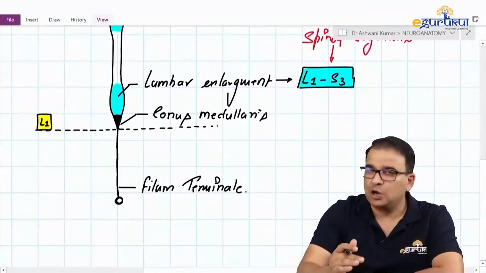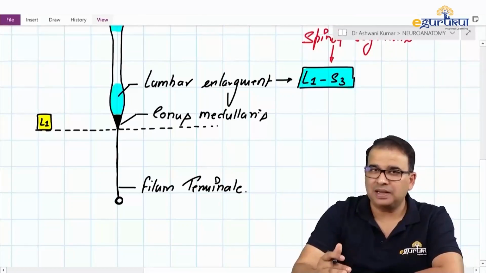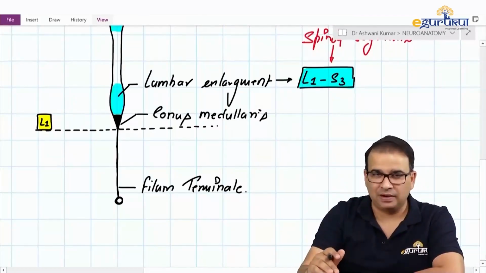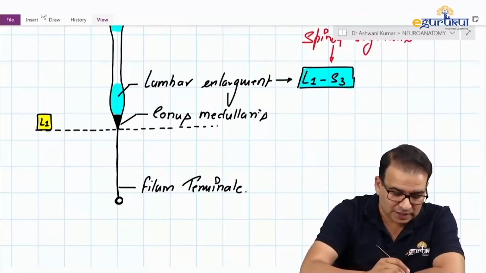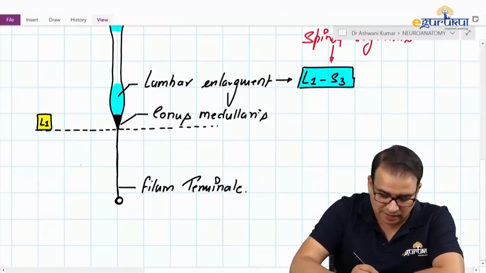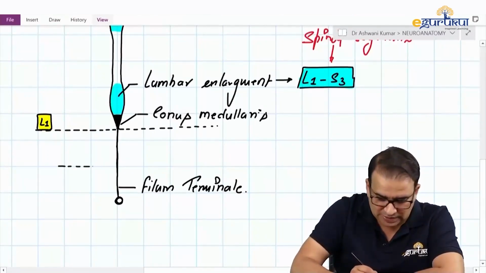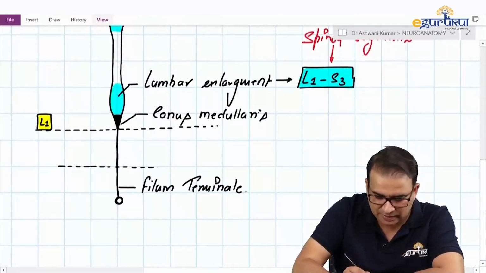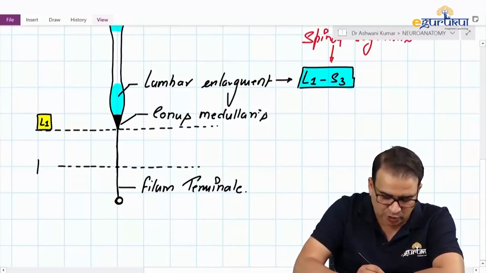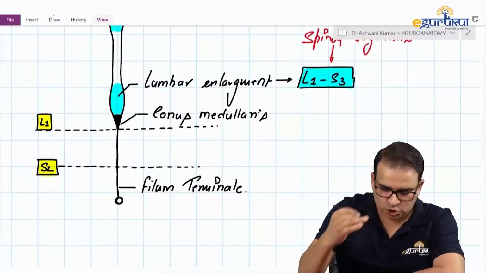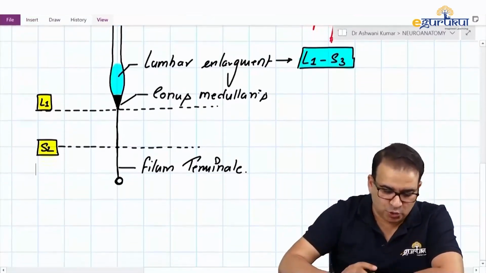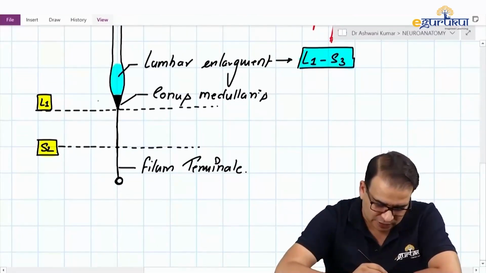The spinal cord ends at the lower border of L1, but that doesn't mean the meninges also end at that level. The dura mater and arachnoid mater both extend till the body of the second sacral vertebra. If I put up this line here, representing the body of S2, this is the level to which you will see the dura and arachnoid extending. If this is the dura mater here, you will see it coming till this point here.